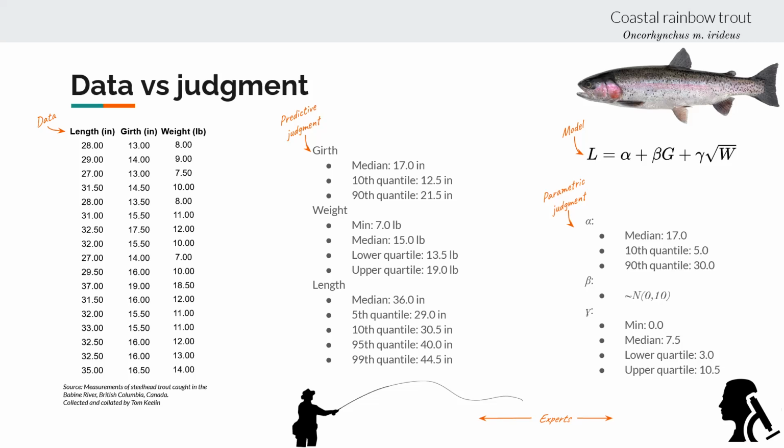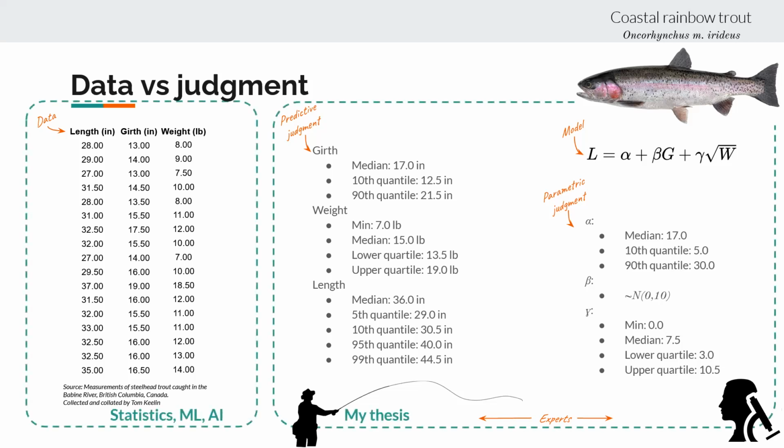So you see the difference between parametric judgment and predictive judgment. Parametric judgment is necessarily tied to the model, and it's uncertainty around parameters. And predictive judgments are just uncertain observations, or rather uncertainty describing the next observation. And the difference is that all the statistics and machine learning and AI and everything talks about data. And my thesis is on the other side. So I'm dealing with judgments. That's where the big divide is.